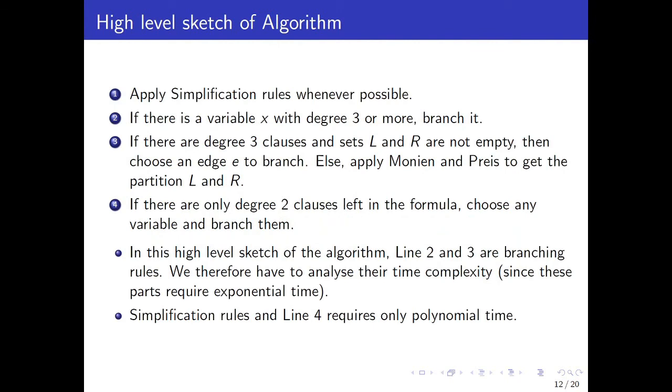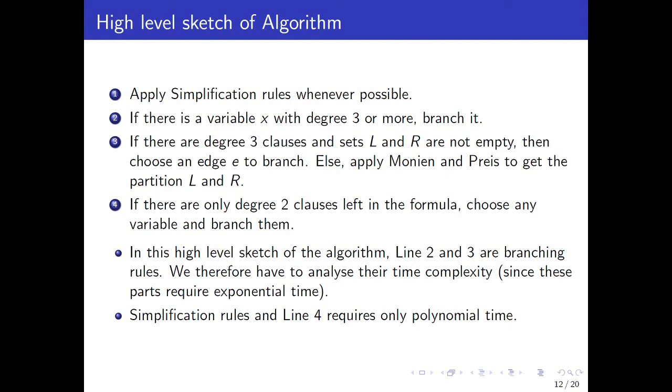So here's a high-level sketch of our algorithm. First, apply simplification rules whenever possible. Now, there are many simplification rules in our algorithm, and due to time constraints, I will not be able to list any of them. So if you are interested, please take a look at our paper. Second, if there is a variable x with degree at least 3, we branch on it. If there are degree 3 clauses and the sets L and R are not empty, then we choose an HE to branch. If the sets L and R are not empty, it means we have applied the Monien and Preis result and we are in the midst of choosing an HE to branch.